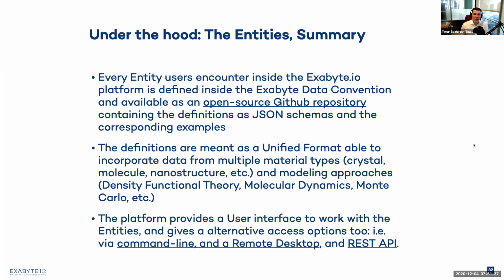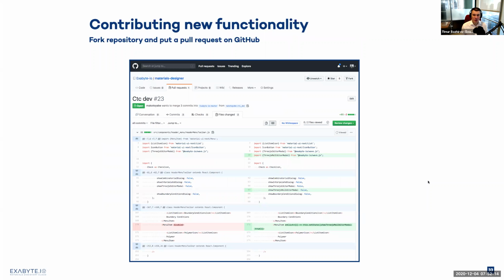So every entity that a user encounters inside the exabyte.io platform is defined inside the Exabyte data convention, or as we call it, the essence of all the work that we do. The definitions are meant as a unified format to be able to incorporate support for additional types of materials, molecular structures, nanostructures, and additional types of modeling approaches beyond what we support today. And the platform provides a user interface to work with this data, and we can also use a RESTful API to extract it. We welcome contributions from the community.